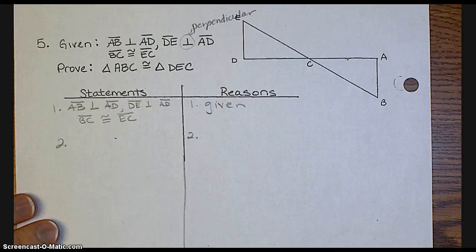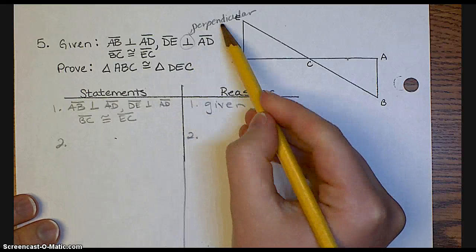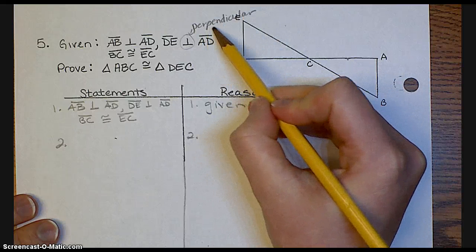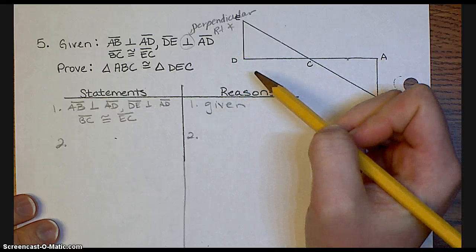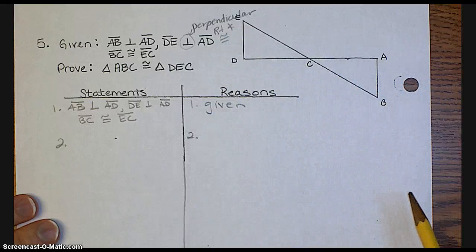Alright, question number 5 is slightly different because we have this symbol here in the given, which means perpendicular. Whenever we've got perpendicular lines, we know that those lines are going to create right angles. And we know that all right angles are 90 degrees, which means that right angles must be congruent. Okay, so I'm going to use that information. We're going to figure out a new reason to put into our proof today.